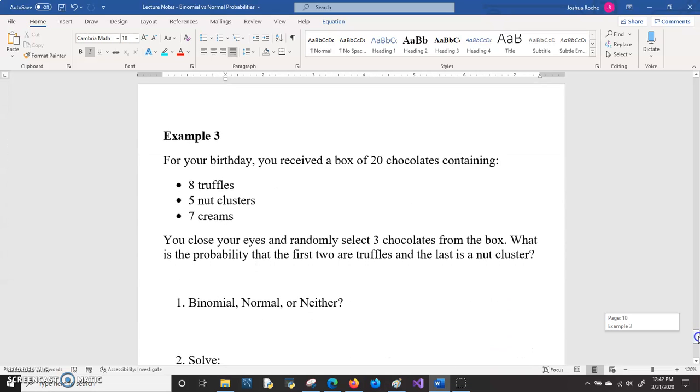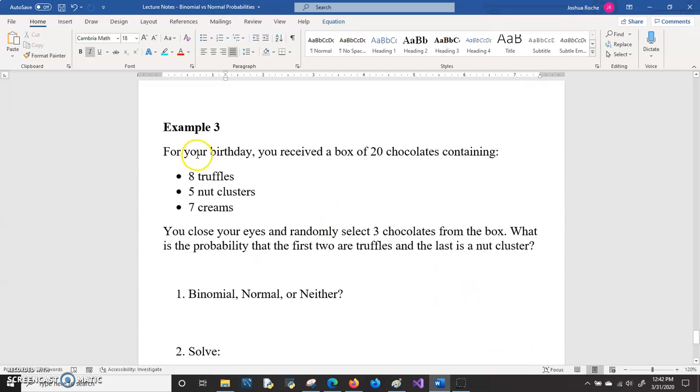One more example, example 3. For your birthday, you received a box of 20 chocolates containing 8 truffles, 5 nut clusters, and 7 creams. You close your eyes and you randomly select 3 chocolates from the box. What is the probability that the first 2 are truffles and the last is a nut cluster?